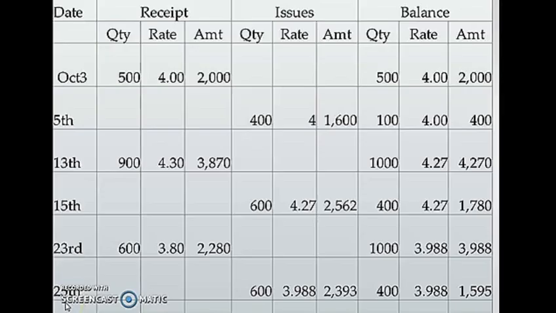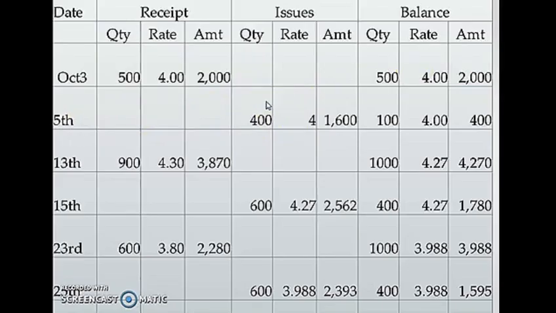So now let me move to the question. On 3rd October we have the receipt of 500 units at rupees 4, and by multiplying these two we write the amount as 2000. We can simply copy these entries in the balance column: 500 units at rupees 4, and the total amount is 2000. On 5th October there is an issue of 400 units.